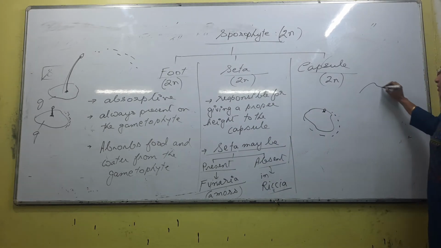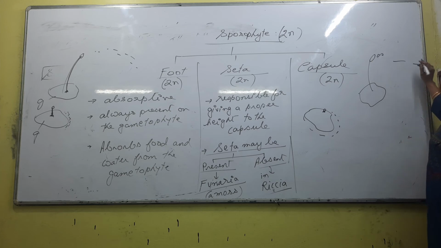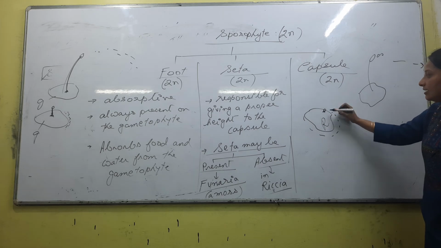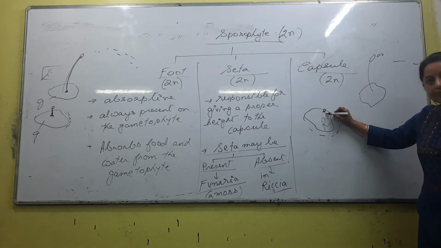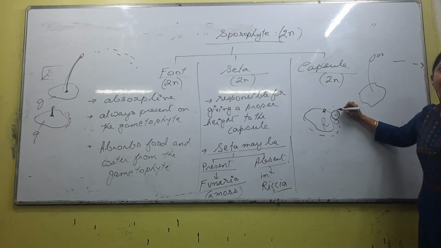So I am talking about moss. Moss has the capsule. The spores are dispersed, right? In case of Riccia, it does not have a seta, it has a capsule. The spores will get dispersed and all the baby plants will be confined to this area.